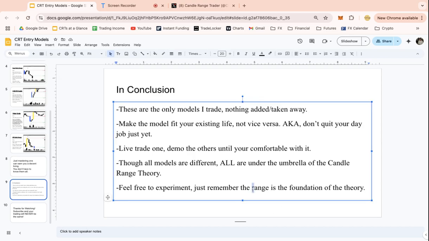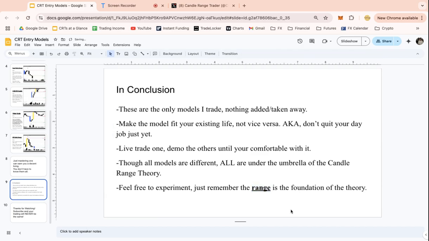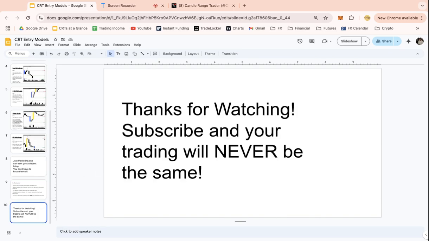You need to define your range. Is it an ATR range? Is it a small body range? What's the range that you're trading? That's the foundation. And then from there, the money candle, and then take profit, stop loss. That's it. Simplest trading plan you're going to see.